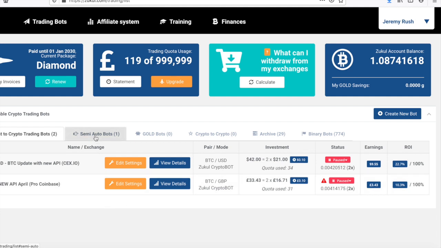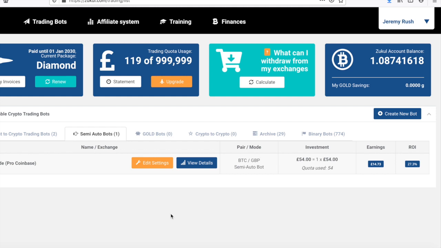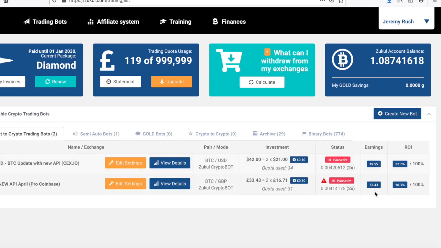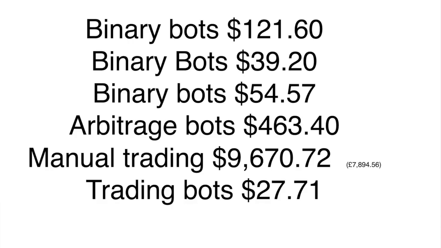Okay, and then I've got this semi-automated bot here that made me a profit of 27.3, which is £14 and 73 pence. So that's pounds. That one's pounds and this one's dollars. So rather than convert the pounds to the dollars, I'm just going to take it that they're all dollars. So it will be on the conservative side because the pound's worth more than the dollar. So let's have a look at how that's added up to my monthly income. So I've added that up to $27.71. It's a bit more than that because 2 of the trades were in pounds.